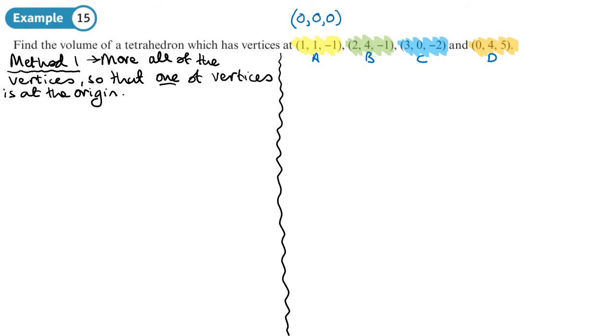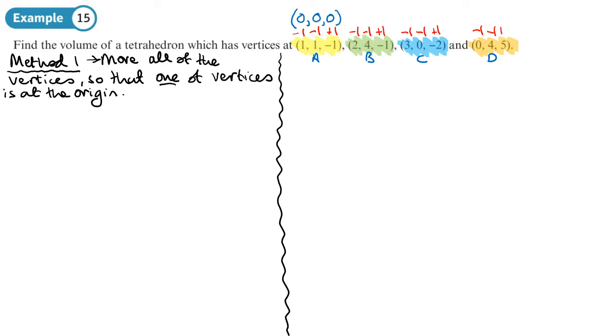Now I could do it with any vertex actually, but I've just picked the first one there. If I'm going to move that point to the origin, it means that the first coordinate needs to move down by 1. The second coordinate needs to go down by 1, and the last coordinate needs to go up by 1. So it's just like shifting the shape across. Every x coordinate needs to be shifted down by 1, every y, or second coordinate, also shifted down by 1, and the last one shifted up by 1. So all I'm doing is moving the shape.